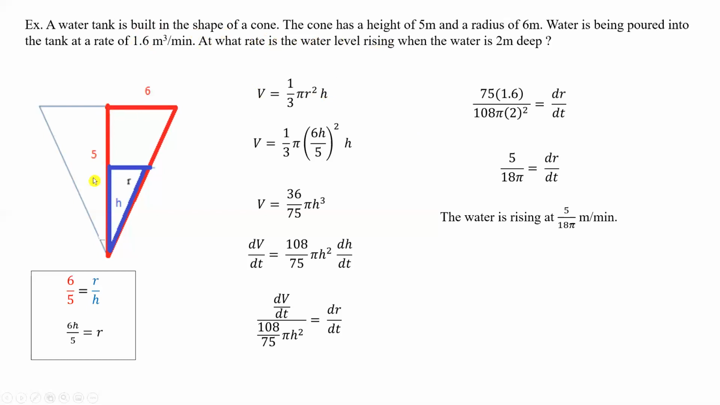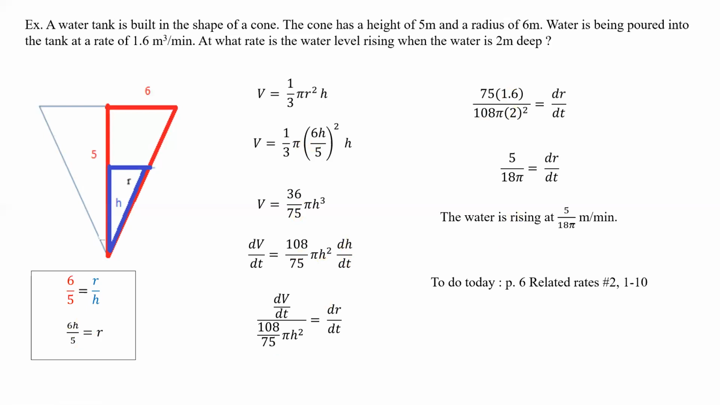How we got rid of R? We had two similar triangles. We set up a ratio, radius to height in the red one, radius to height in the blue one. We wanted to get rid of R, so we get R by itself by multiplying by H. Put this in for R, clean it up, then take a derivative. Find out what you're looking for, get it completely by itself, and then fill in the missing information. Make sure you answer your question in words.